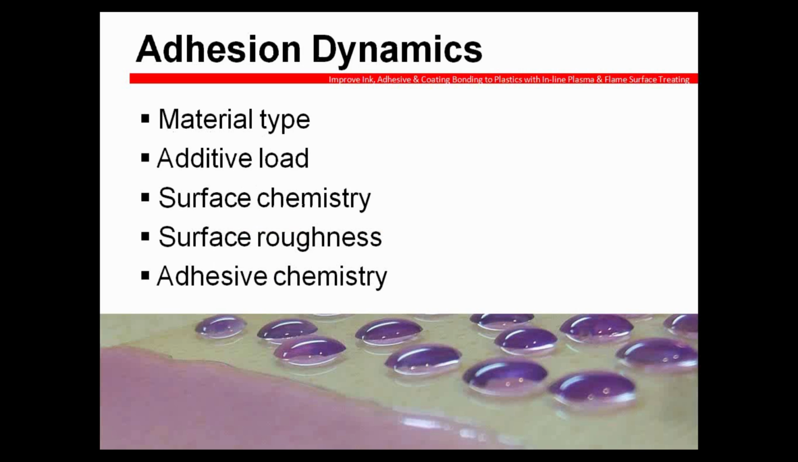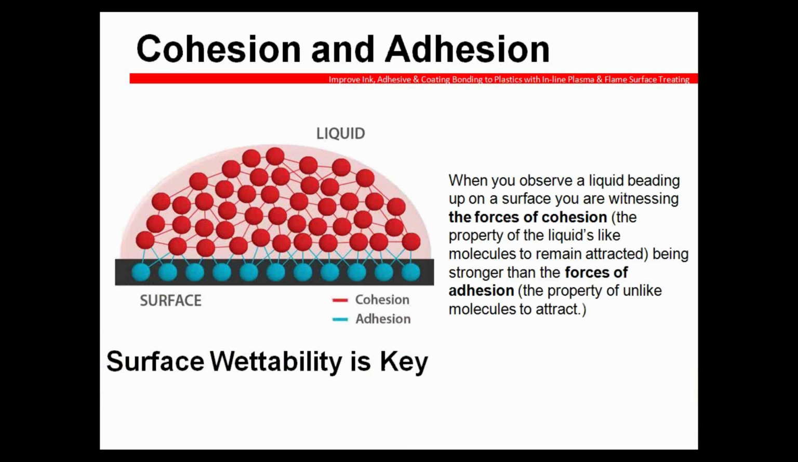There's a couple dynamics that come into play when we work with materials. Adhesion depends on many factors. It can depend on the material type. It can depend on the different types of additive loads, what's mixed in with the plastics or the metals, the chemistry, the roughness, so the physical bonding sites on the top of a plastic or a metal or a silicone, and then, of course, the chemistry itself. So we take all of these factors into play and then come up with what we call a surface wettability. And I'll have Mark go to the next slide here and chat a little bit about that.